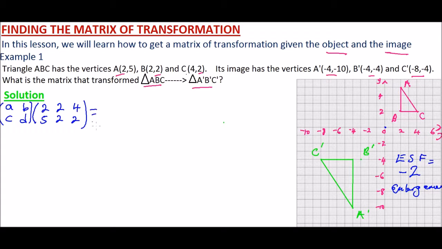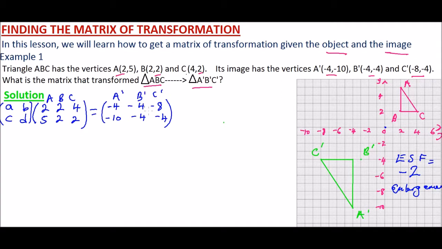When you multiply that, what is supposed to give you is the matrix formed from the column vectors of the image. So this is minus 4 and minus 10. Then we have minus 4 and minus 4. Then we have minus 8 and minus 4. And this is A, B, and C. And this is A prime, B prime, and C prime.